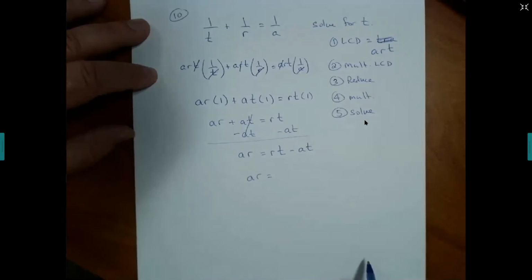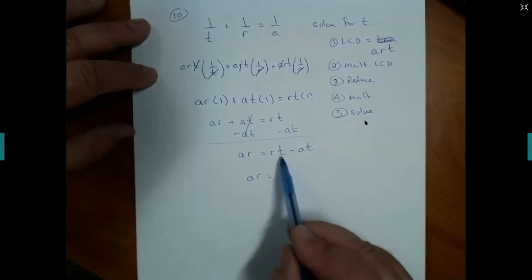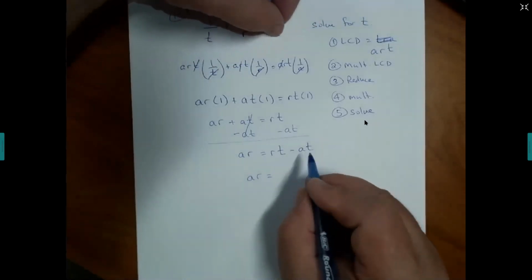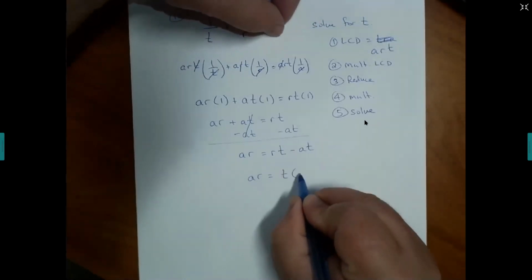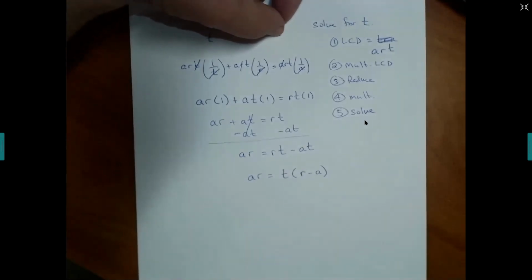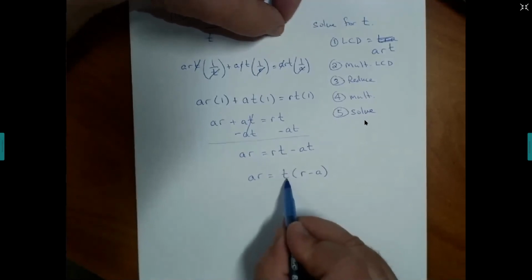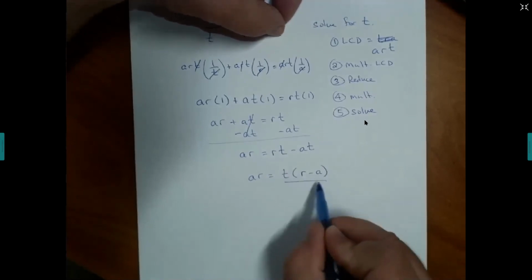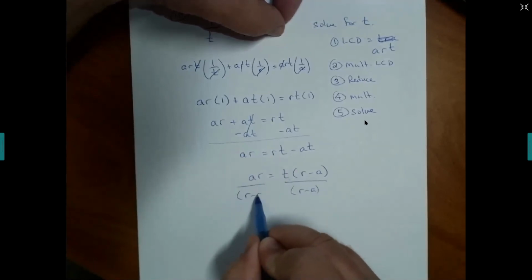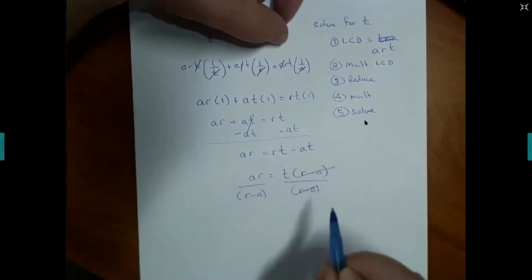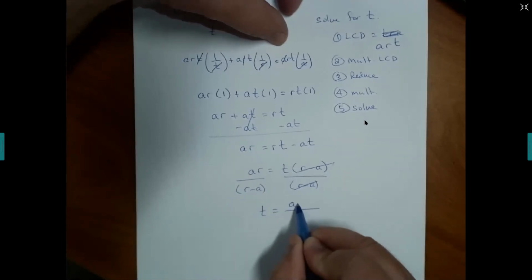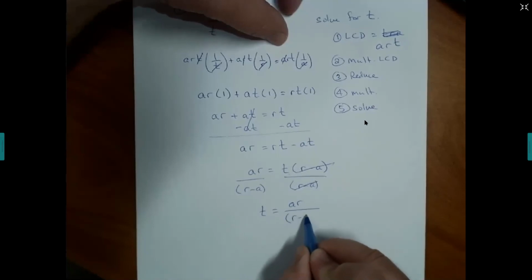They don't have an a and r in common. These both have a t in common. So what if they have it in common? I can factor it out. Now there's t. I want to get rid of this, so I divide both sides by r minus a. That cancels. So t is equal to ar over r minus a.